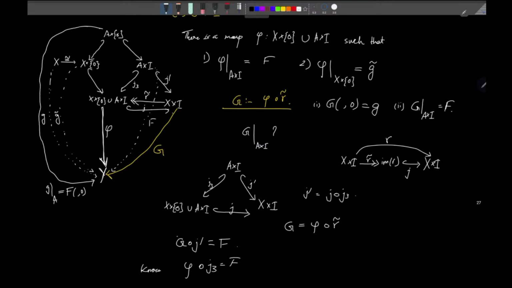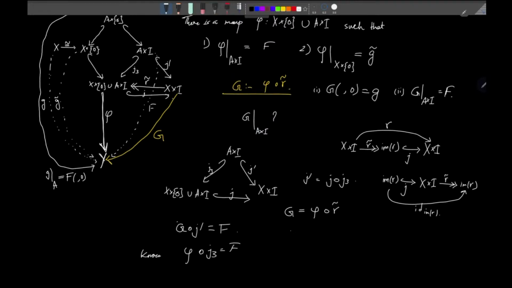Now one thing you have to notice is that this is one part of this diagram. The other part is when you take the image of R, whatever that subspace is, I don't really want to write it. If you put it into this space X cross I, and if you apply that surjection to get back the image of R, this is really the identity. So this is J. J is really a right inverse of R tilde. This is the identity on whatever that space was, the image of R, let's say.